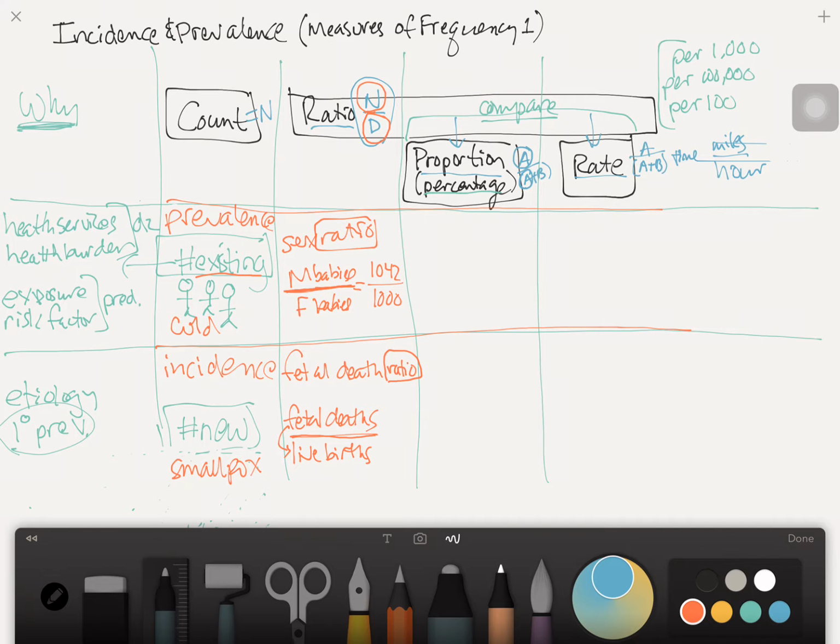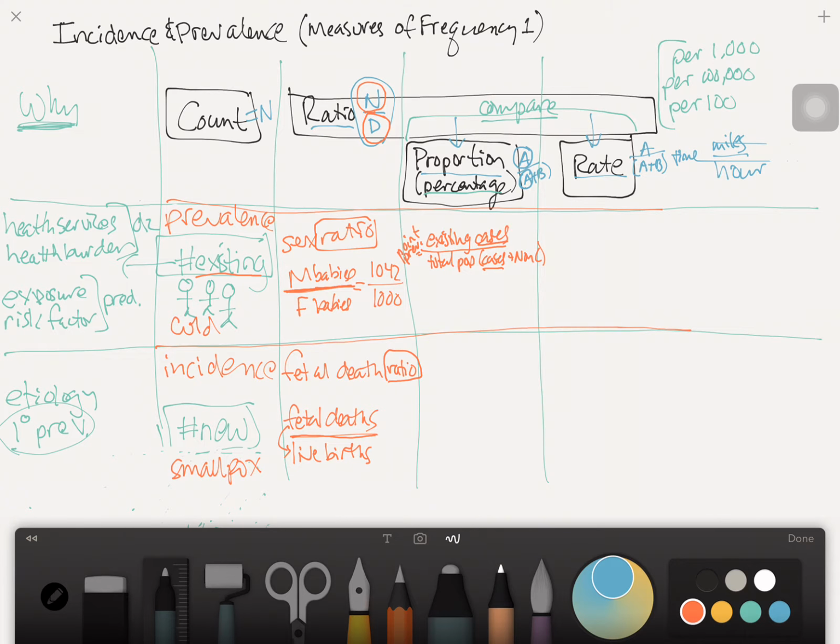And so let me draw the equation for a proportion. In terms of existing cases, we would have the number of existing cases divided by the total population. And this is cases plus non-cases. So you'll see now that the numerator is included as part of the denominator. And this specific definition is also known as the point prevalence, which is equal to the existing cases over the total population. We'll come back and talk about one other kind.